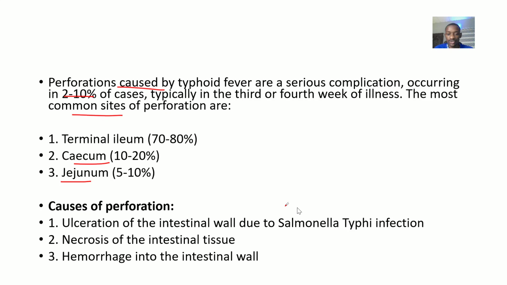Okay. So what are the causes of this perforation? It could be due to ulceration of the intestinal wall due to the Salmonella Typhi infection. It could be due to necrosis of the intestinal tissue. It could be due to hemorrhage, that's bleeding in the intestinal wall.